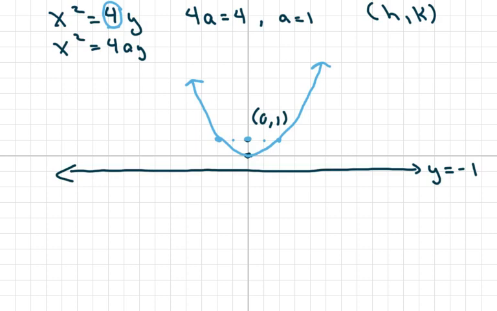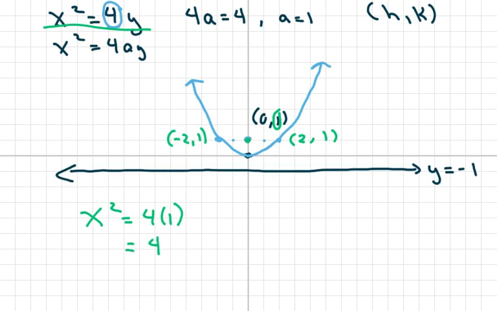Now, since we need these points, this point would be 2, 1, and this point is negative 2, 1. So we have those points. And to get those points, you could also just plug in your y into the equation, and we get x squared equals 4 times 1, and then solve for x. So we get 4 equals x squared, and when you square root both sides, you get x equals plus or minus 2. So we added 2, and we subtracted 2. So this whole length here is 4.